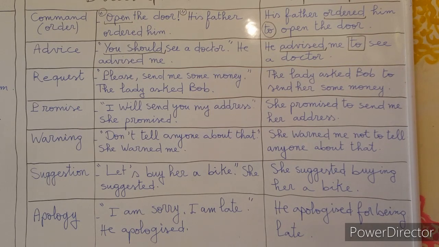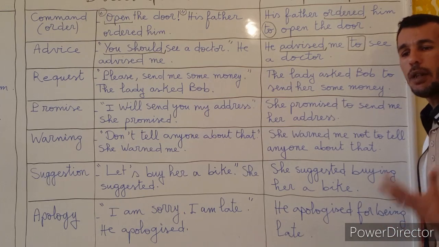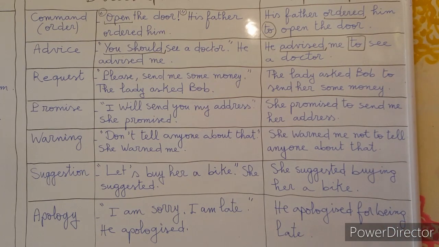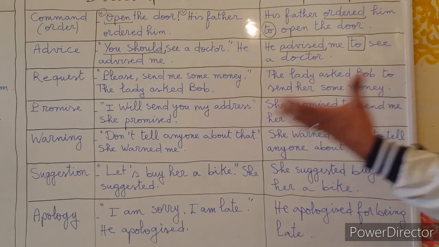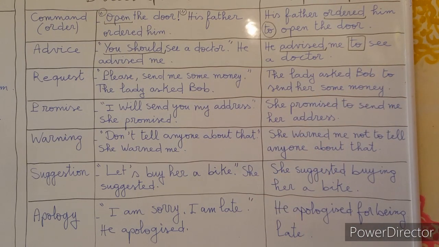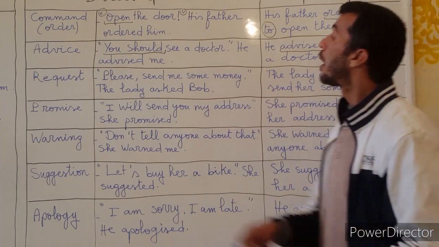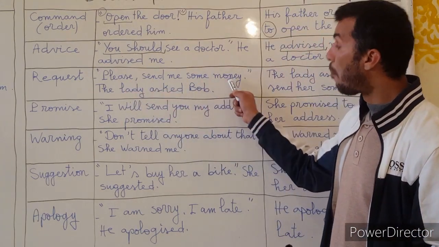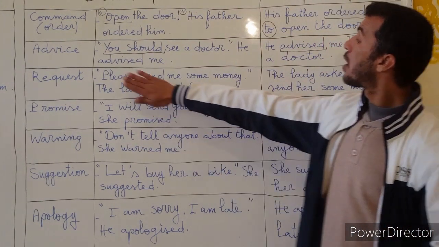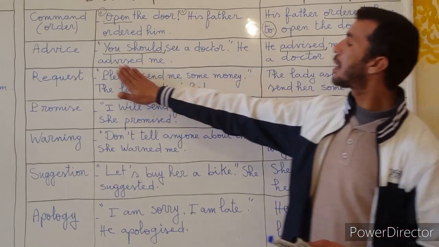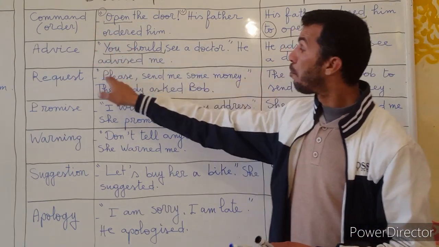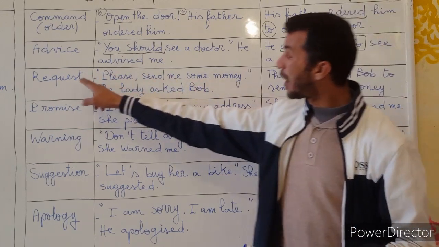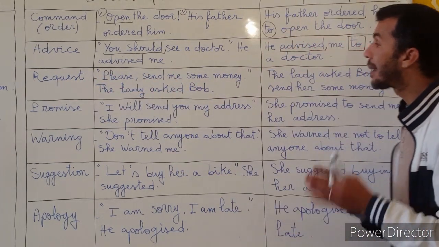That's okay here? Let's continue. Request. What is request? It's when you ask someone to do something for you. It's like, can you open the door? This is a request. Can you give me your pen? This is another request. Please send me some money. This is a request. Hey, send me some money, just send me without please, this is an order. But when we have please, it becomes a request. So, please send me some money.